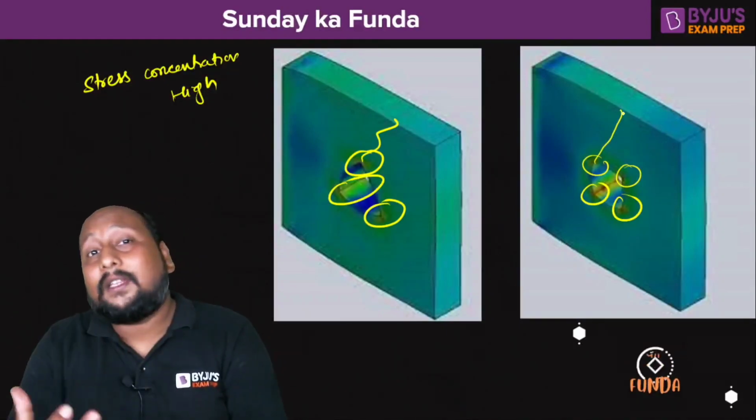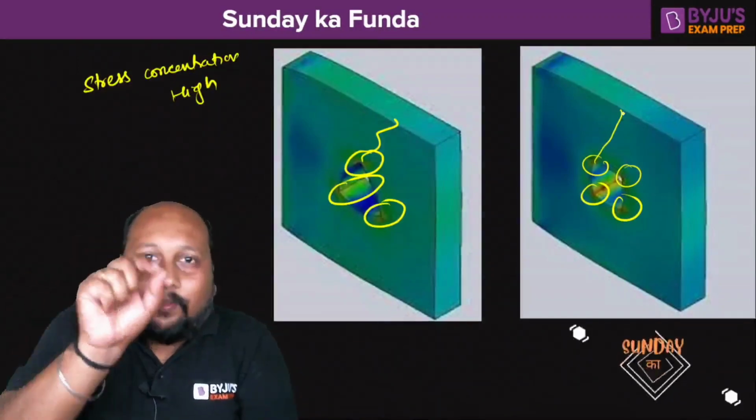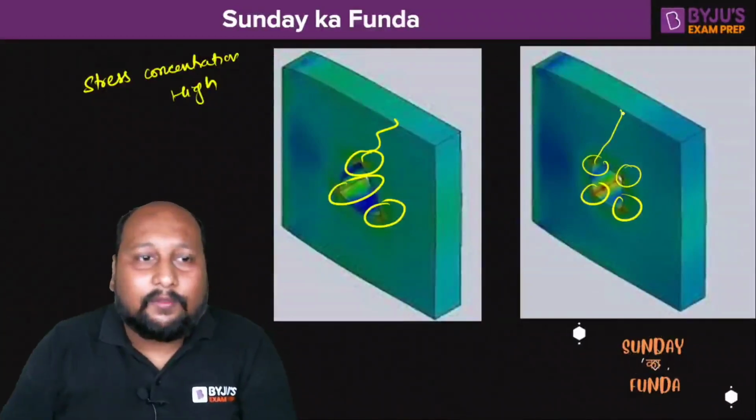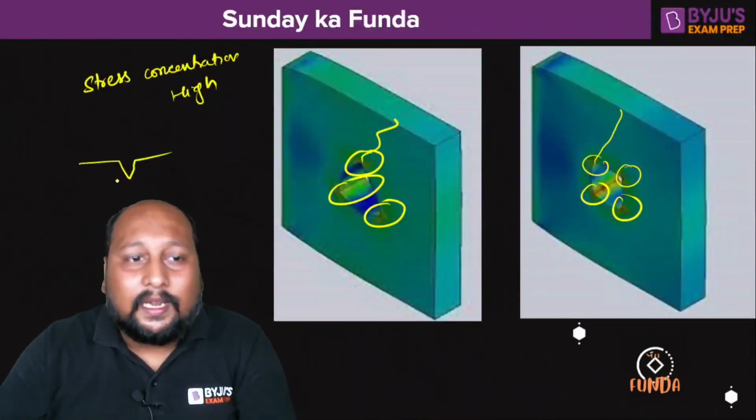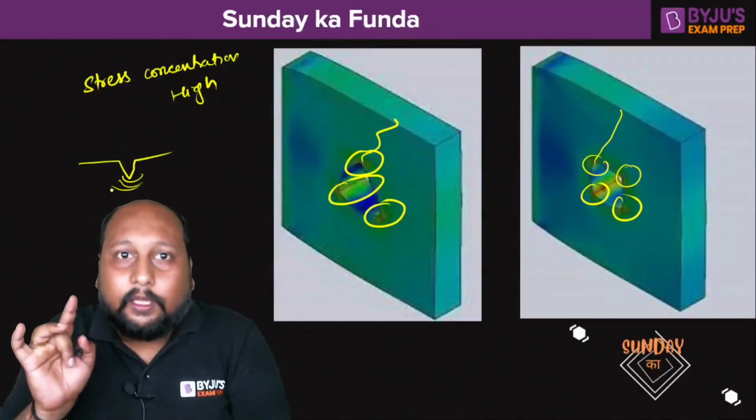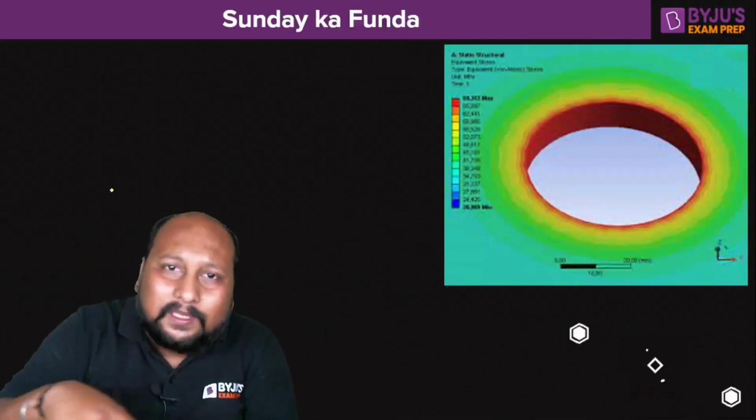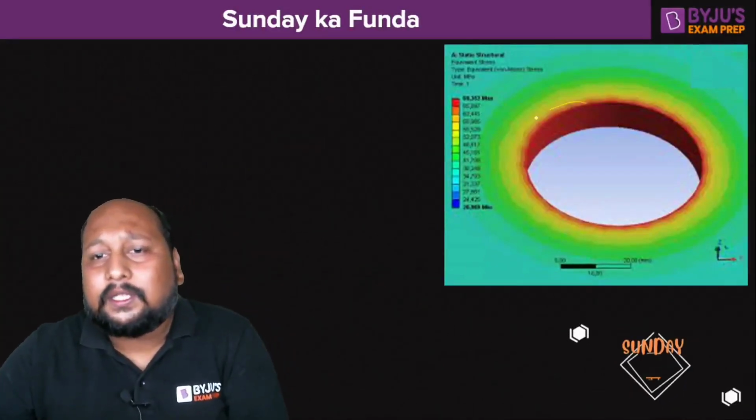And we have studied this particular concept in our machine design also. Whenever we are having notches, whenever we are having an edge surface, the stress concentration will be very high at this point, and this will be prone to failure. To increase the life or the durability of the chair, we are providing the circular shape so that the stress will be evenly distributed.